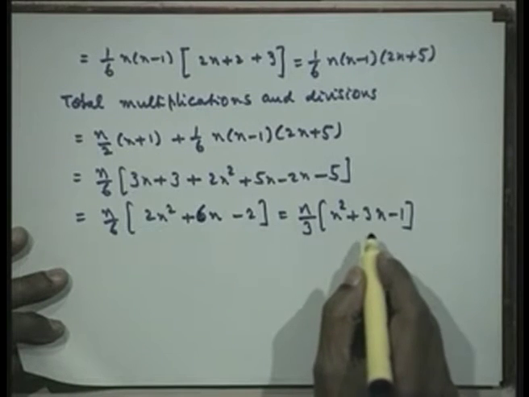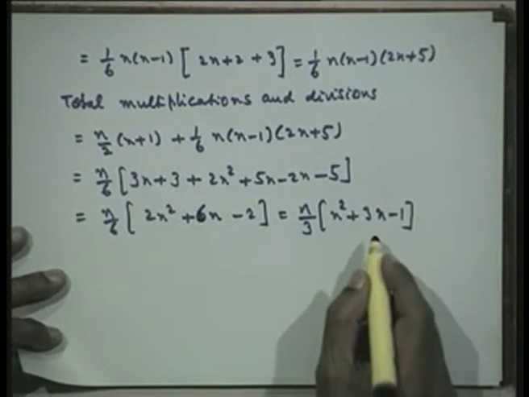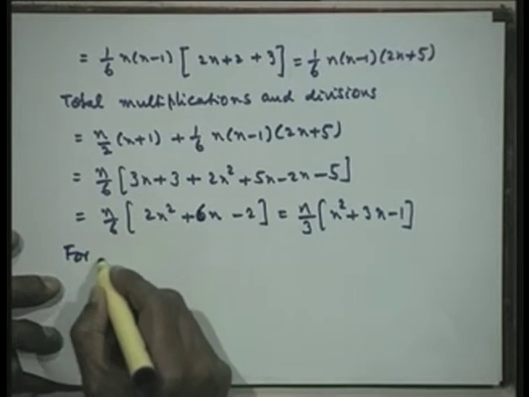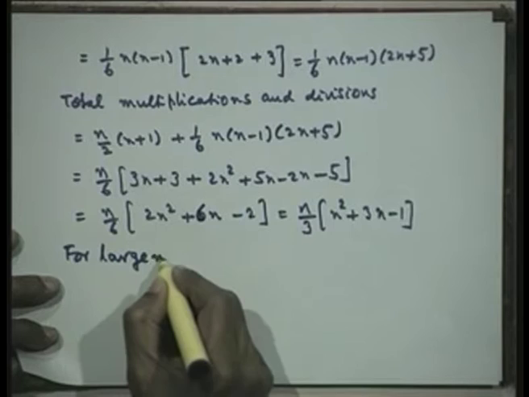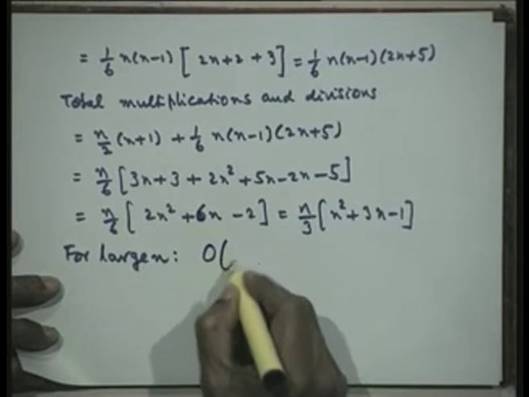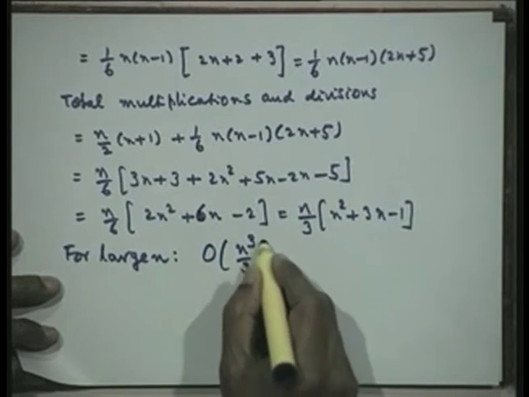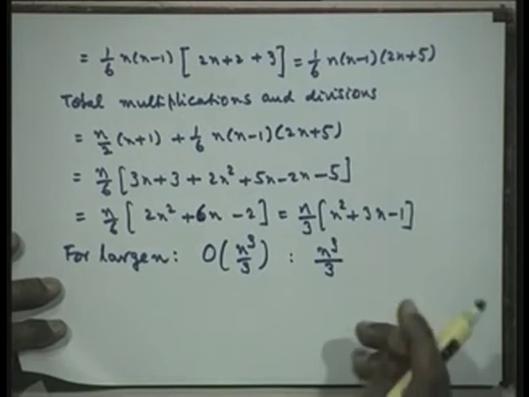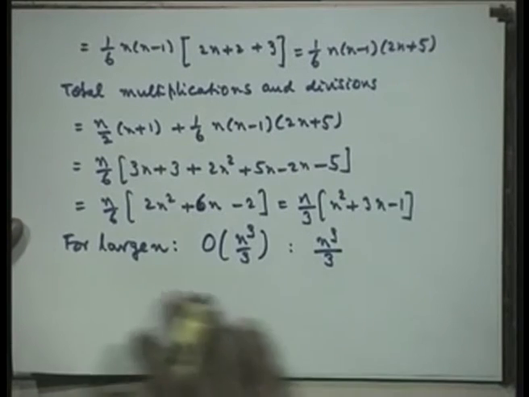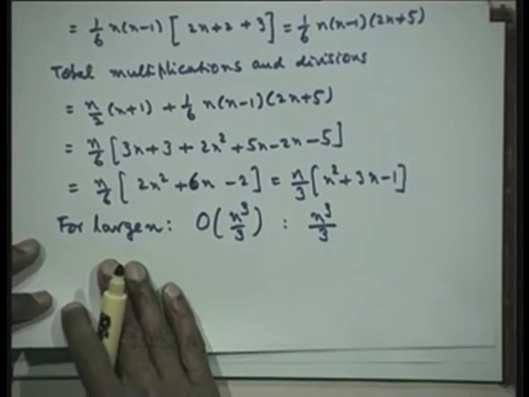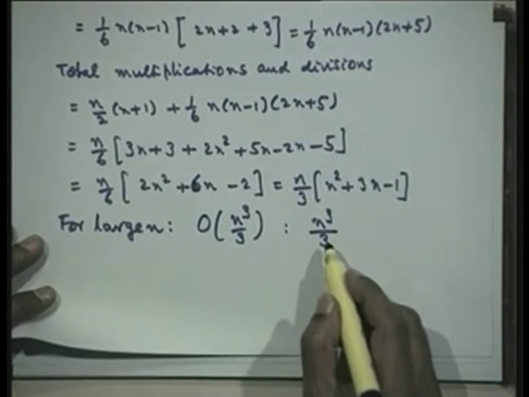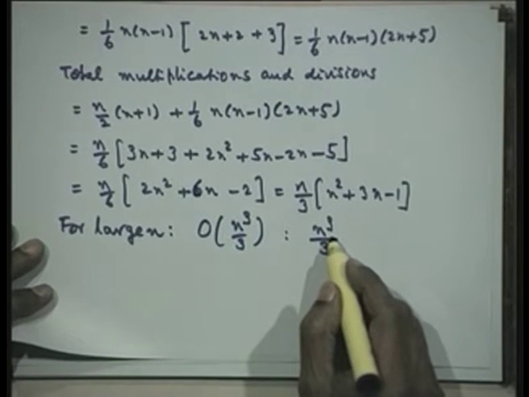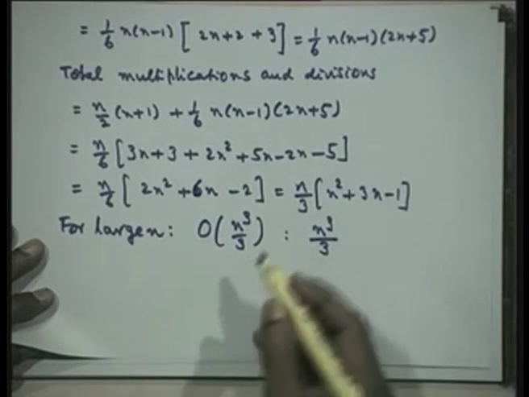This is the exact number of multiplications and divisions that Gauss elimination has got. Therefore, we normally say for large n Gauss elimination is of order of n cubed by 3, or simply we write it as n cubed by 3. Now, the reason why it is so is obvious, because n square is much smaller compared to n cubed when n is large. For example, n is say 100.